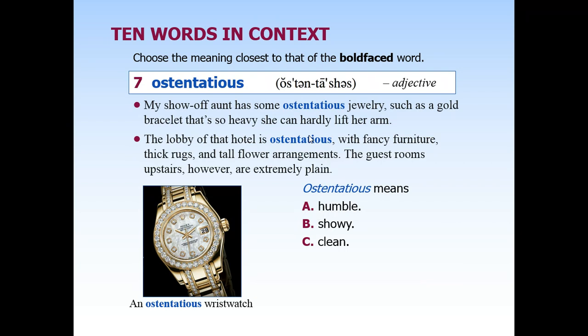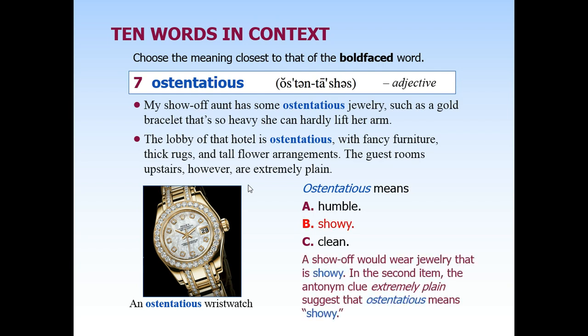Number 7, ostentatious. If we look at this illustration, you'll see this Rolex watch with all diamonds and gold. It's an ostentatious watch. This is something that we don't normally see every day. This watch is pretty expensive. So we can say ostentatious means showy, because if you see somebody with this, most likely you're going to take notice.